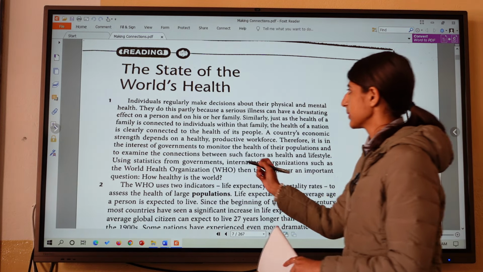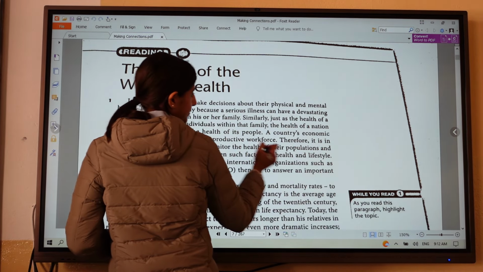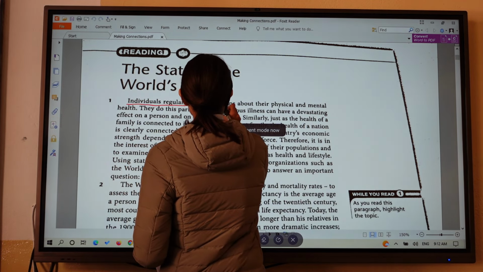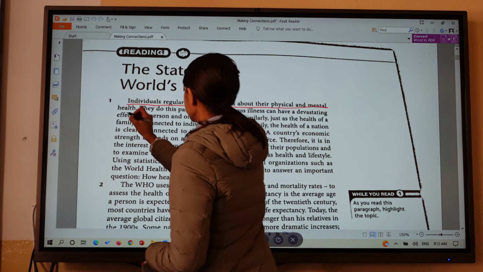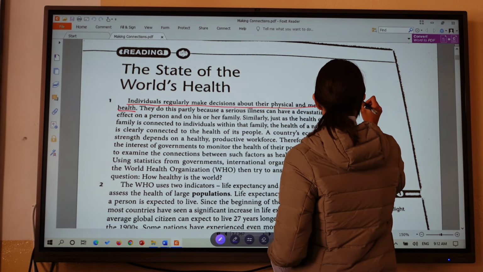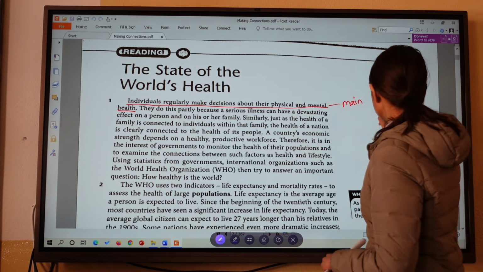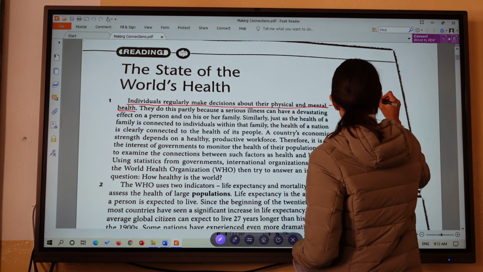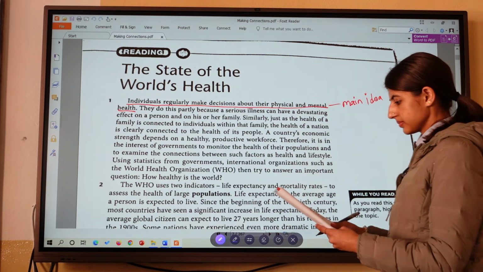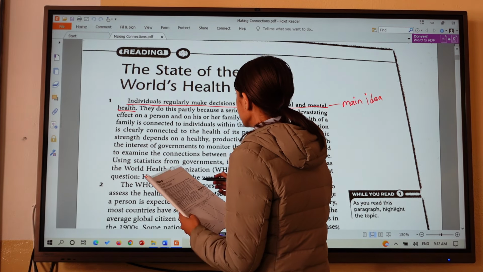Go on. Individuals regularly make decisions about their physical and mental health. This is the main idea of this text. Right, main idea. Good. I like Aditi. I really appreciate you have got it. Main idea.